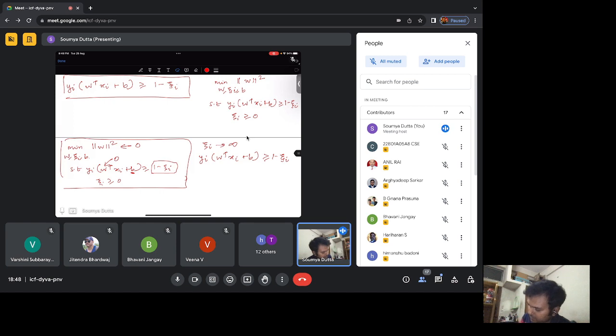So zeta I goes to infinity means this constraint is already accounted for. This constraint is accepted because zeta I is a very large positive number, and your optimization problem will always try to reach the minimum possible value.